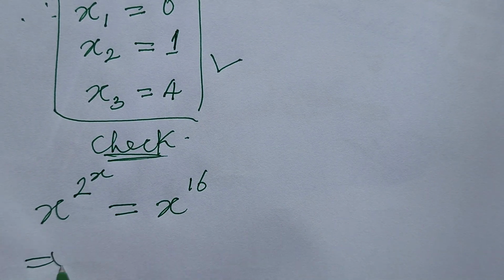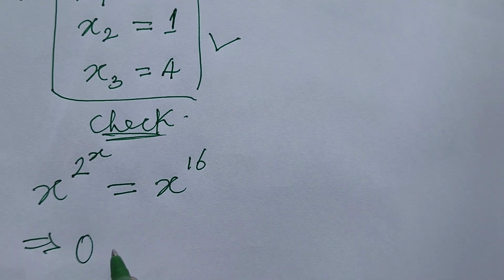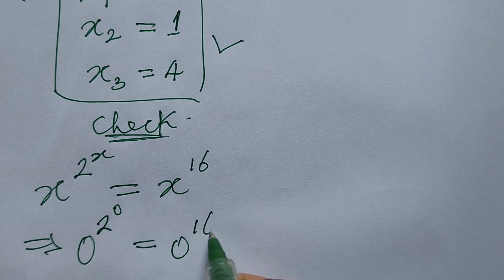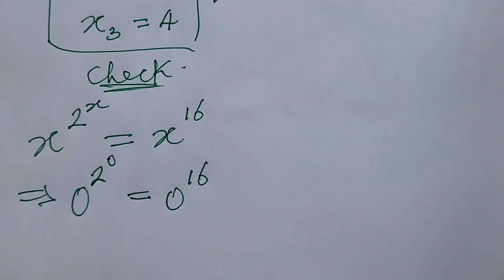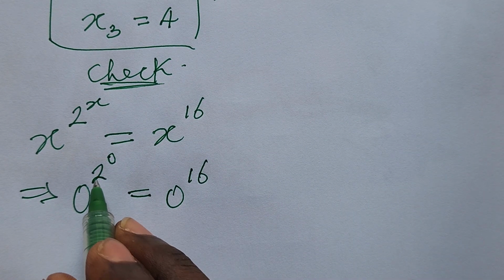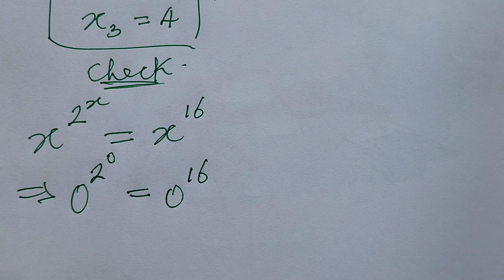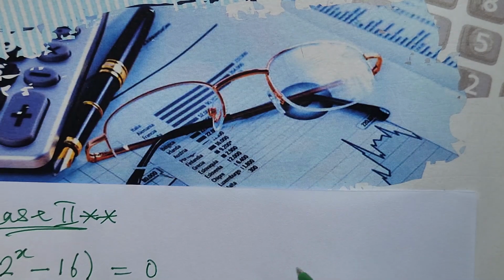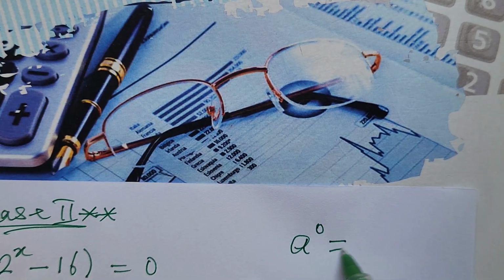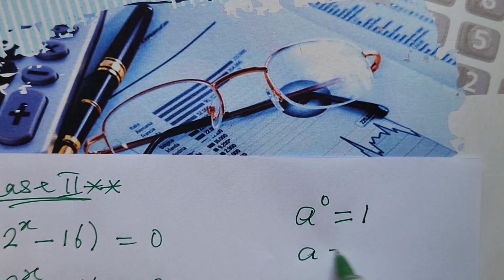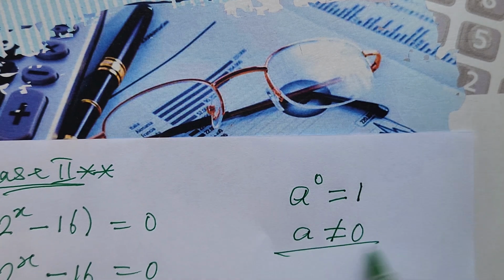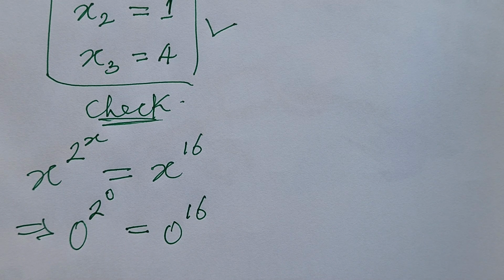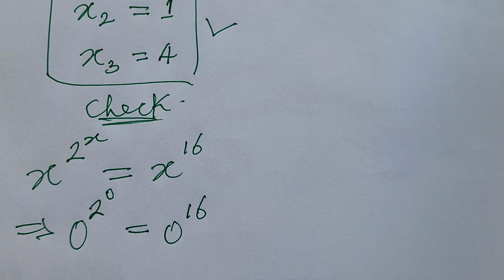So this now implies 0 to the power of 2 to the power of 0 equal to 0 to the power of 16. Good. So here, 2 to the power of 0 will give us 1, according to the law of indices, which says that a to the power of 0 is equal to 1, provided a is not equal to 0. So 2 to the power of 0 will give us 1, and 0 to the power of anything will give us 0.